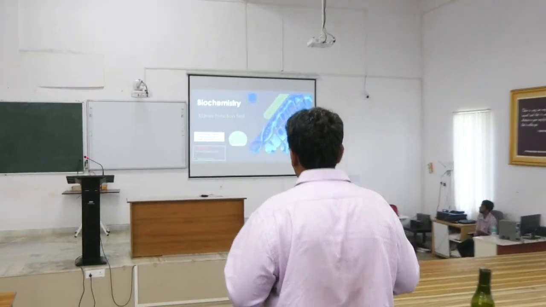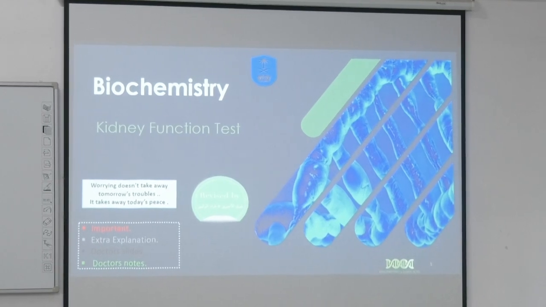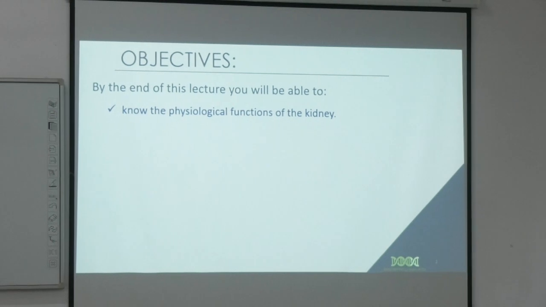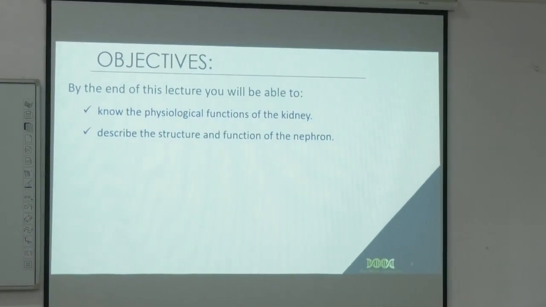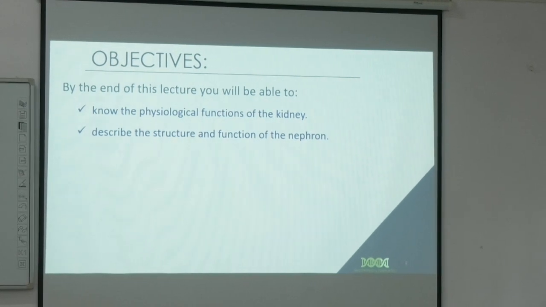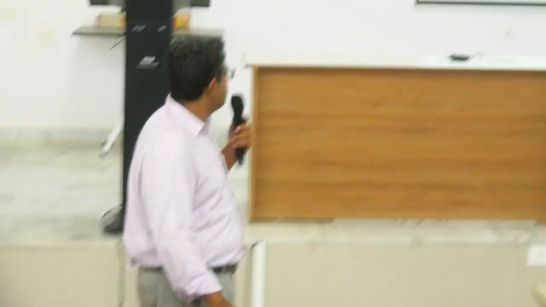So at the end of this chapter, you should be very well prepared to answer these points. Know the physiological functions of the kidney. Describe the structure and function of the nephron. This hopefully has already been covered in your physiology, right? Has it been covered in your physiology? No. Then it will be covered.